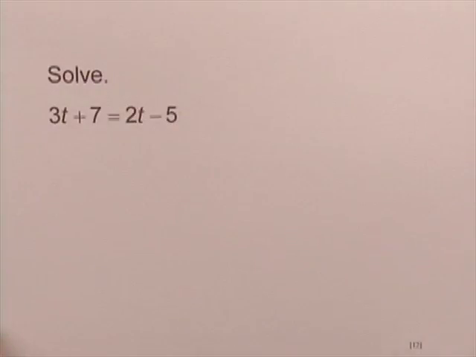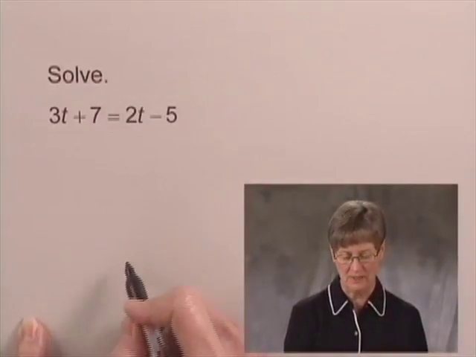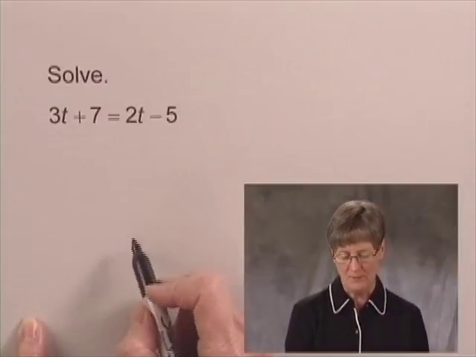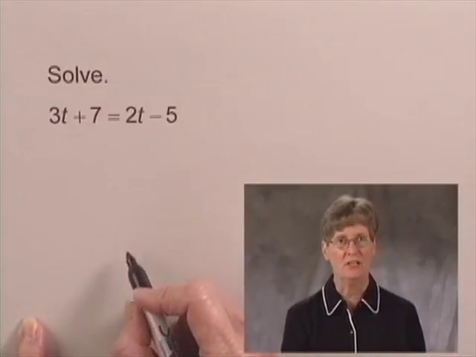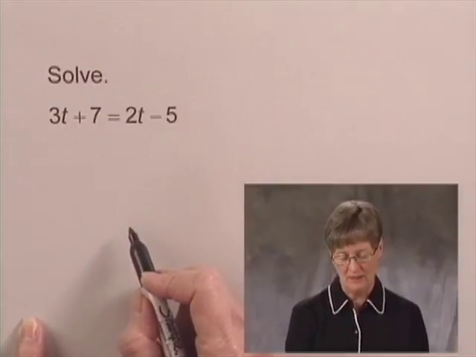We'll solve the equation 3t plus 7 equals 2t minus 5. Now, taking a look at this, we see that we have a t term on each side of the equal sign. And the first thing I'm going to do then is to collect all the t terms on one side of the equal sign. And I can do that a couple of different ways.